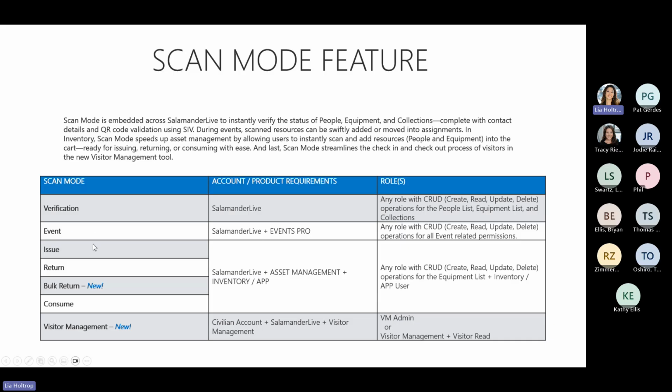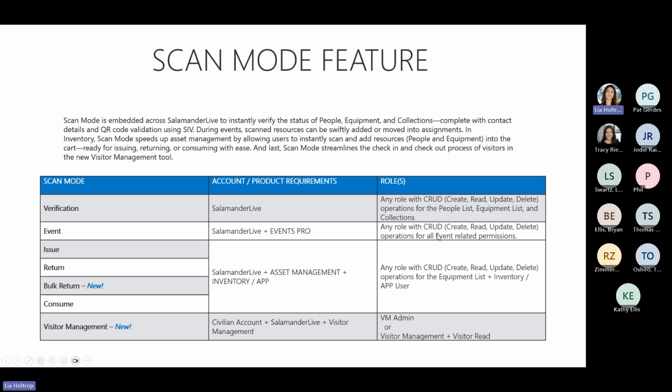For scan mode event, you have to have SalamanderLive plus Events Pro. So if you don't have Events Pro, you're not going to be able to utilize scan mode for events. With this, you just have to have, again, create, read, update, and delete permissions for all event-related permissions. So you just have to have those operations.